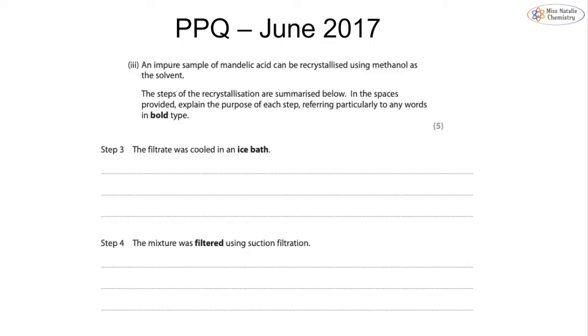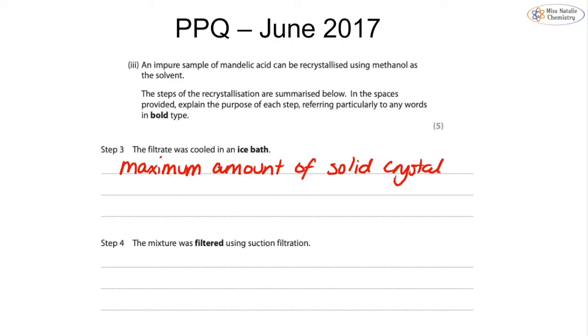Step 3 is then looking to where we cool the filtrate and why we cool it in an ice bath. So that we of course want to cool it in order to crystallize, but why do we cool it in an ice bath? Well, we want to make sure that we're getting the maximum yield, or it allows the maximum amount of solid crystals. Okay, it is not about speeding up the crystallization process. We don't actually want it to speed up. We want it to be a nice slow process, but we use an ice bath in order to make sure that we get all of our product crystallizing, or making sure that we get a maximum yield.